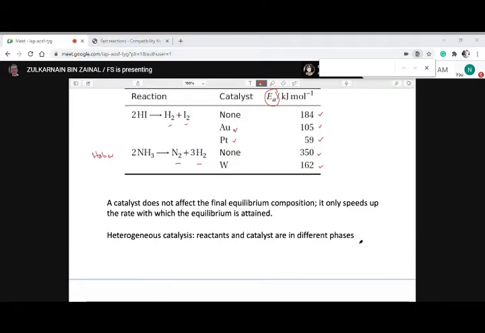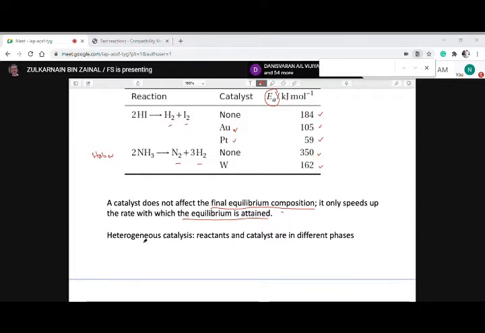Okay, so the catalyst does not affect the final equilibrium composition. The final equilibrium composition will be the same. It only speeds up the rate at which the equilibrium is attained. So that's the function of the catalyst, right? The catalyst speeds up the process, and you can get the same amount of the product faster compared to without a catalyst, right?